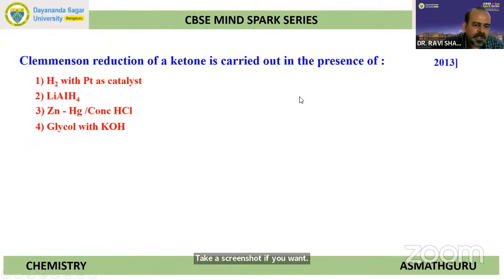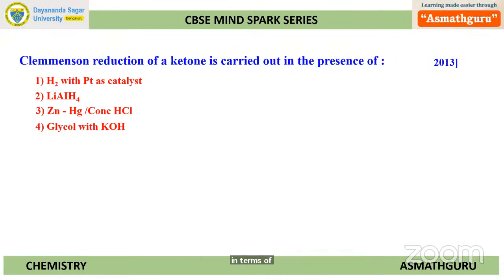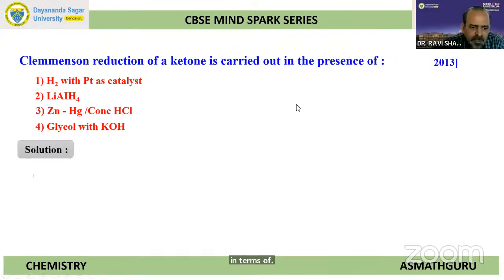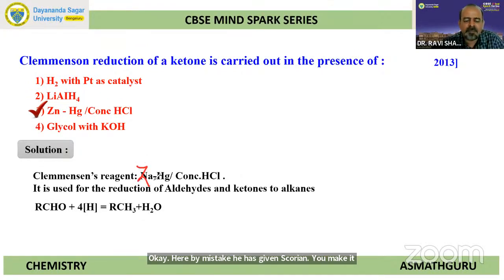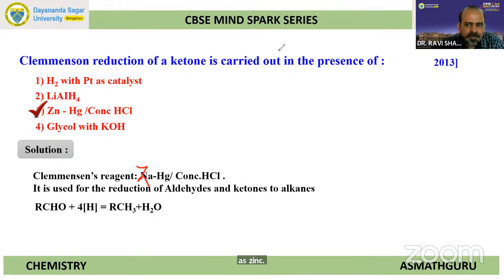Next, Clemmensen's reduction of ketone is carried out in terms of... So option 3, zinc amalgam. Yes, here. Clemmensen's reduction, we call it. Okay, here by mistake he has given sodium, you make it as zinc. Take a screenshot.